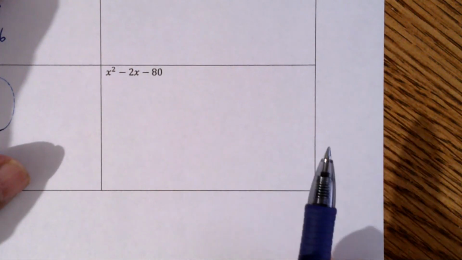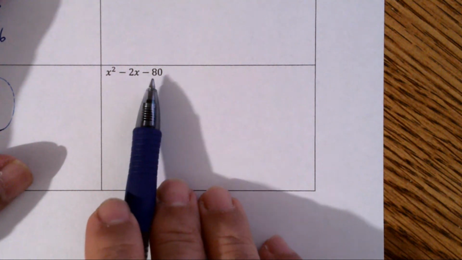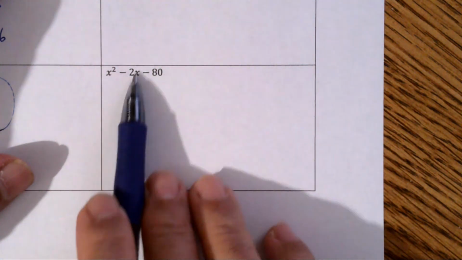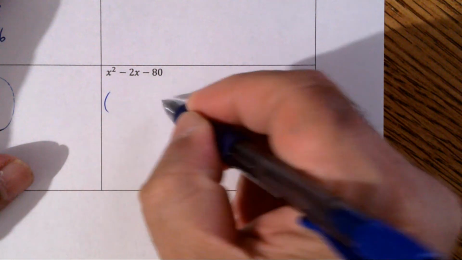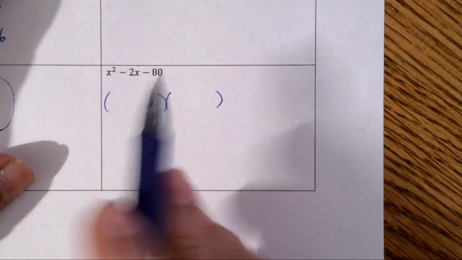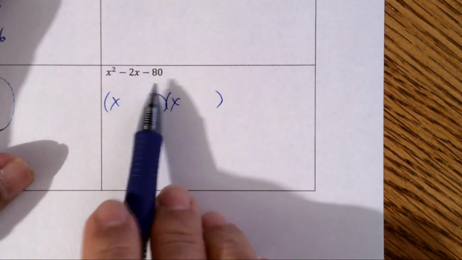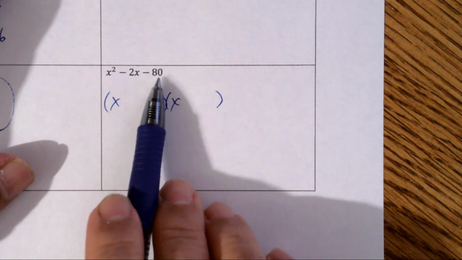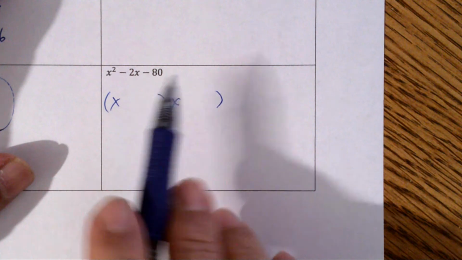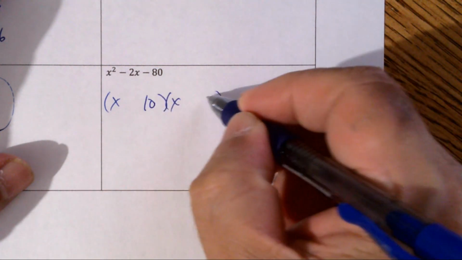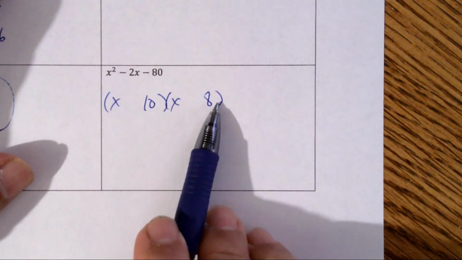All right, we've got 3 more examples left. X squared minus 2x minus 80. What are the factors of negative 80 that combine to make negative 2? So x times x gives me the x squared. Negative 80, well, remember, I got to subtract. The factors have to subtract to make the 2. So that's going to be like 10 and 8, right? 10 times 8 is 80. 10 minus 8 is 2.